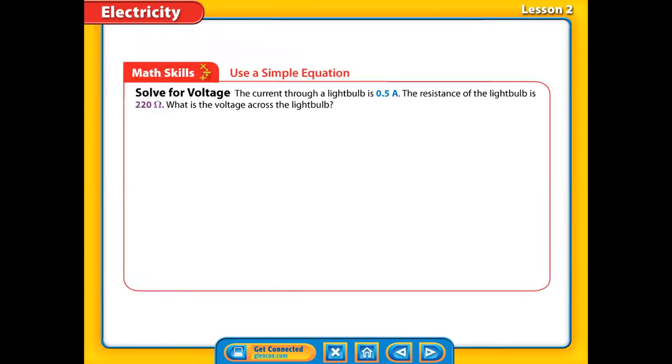Let's take an example here, guys. Here I ask you: the current through a light bulb is 0.5 ampere and the resistance of the light bulb is 220 ohm. So what is the voltage? Who can try to answer this with me, guys? Let's find it. Here we have the current and we have the resistance. So we already know that I, the current, equals 0.5 ampere, and the resistance R equals 220 ohm. Yes, Hannah, let's find what is the rule.